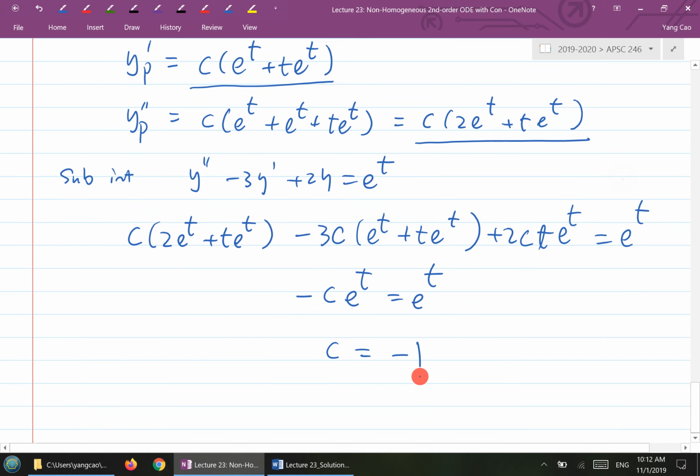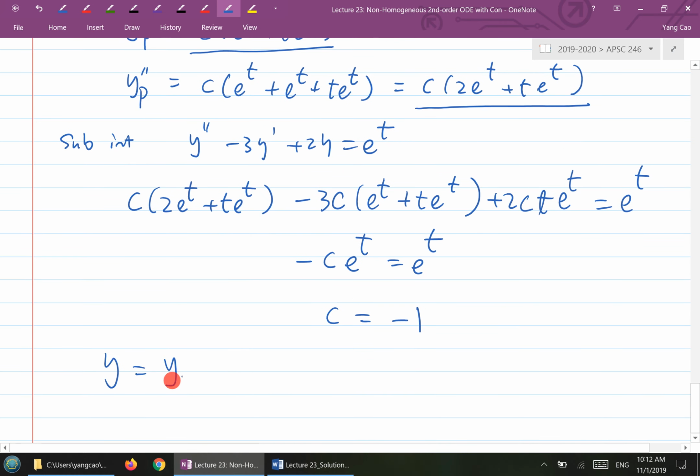So finally, you have your general solution, that is yh plus yp, and that gives you c1 e to the power t, c2 e to the power 2t, then plus yp, and yp is negative t times e to the power of t. Okay. See the example here, right? Yeah, this is the modification rule. So you have to modify your initial choice to make it different from the basic solution of the homogeneous equation. Okay? Yeah.